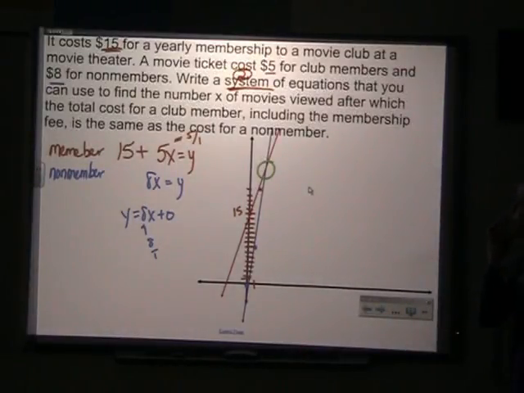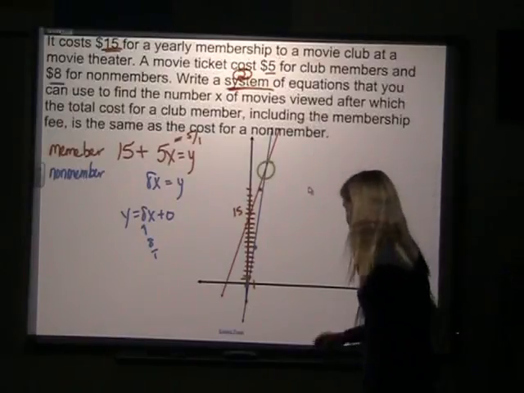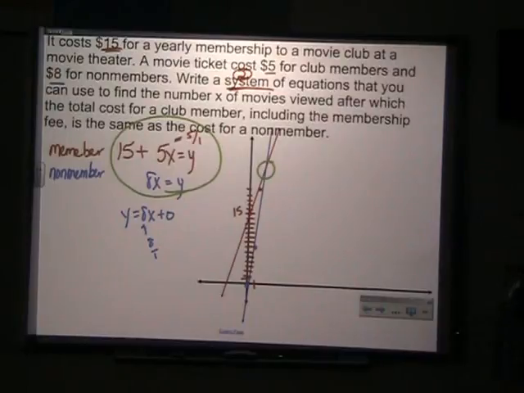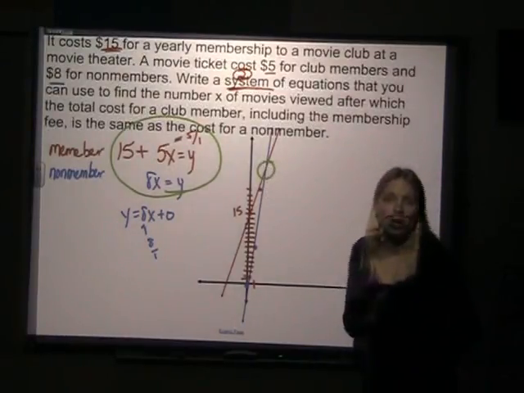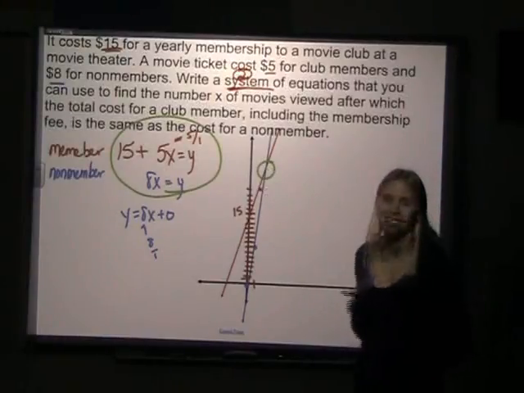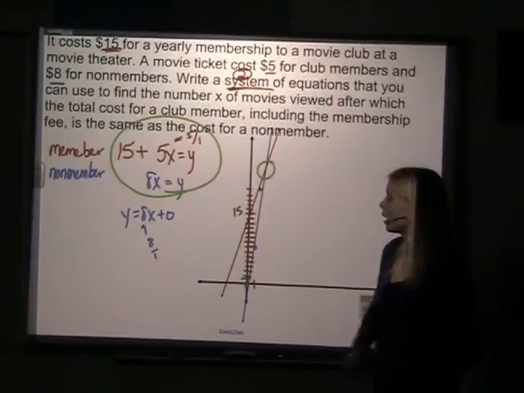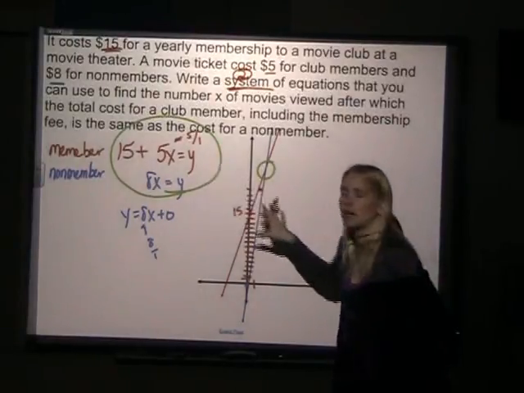Also notice the problem asked me to write a system of equations and then to graph it. I am not asking you to solve this today. We're going to talk about how to solve it when I can't tell exactly what it is from my graph, this next couple of days. Okay, so right now you just have to graph it and have your equations.